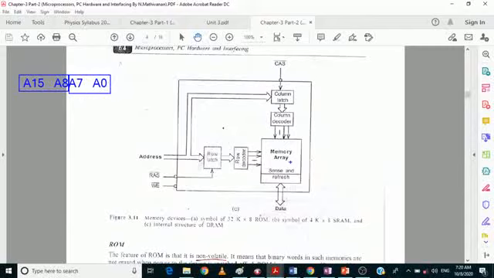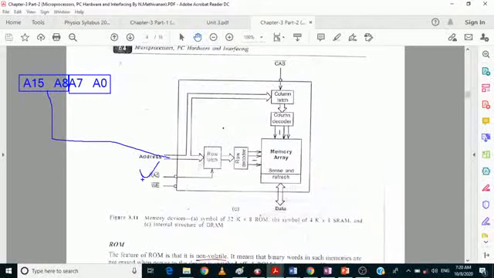Now, if you want to write the information or refresh the DRAM memory, first of all you are supposed to place the higher order address on the address bus, which is the row address, and generate the row address strobe signal, which is the RAS signal.